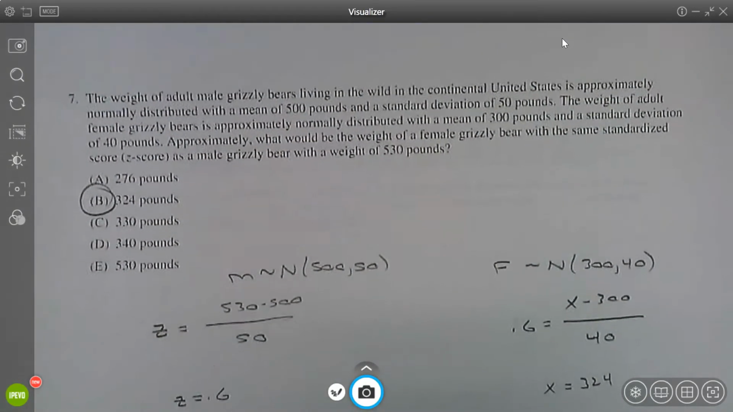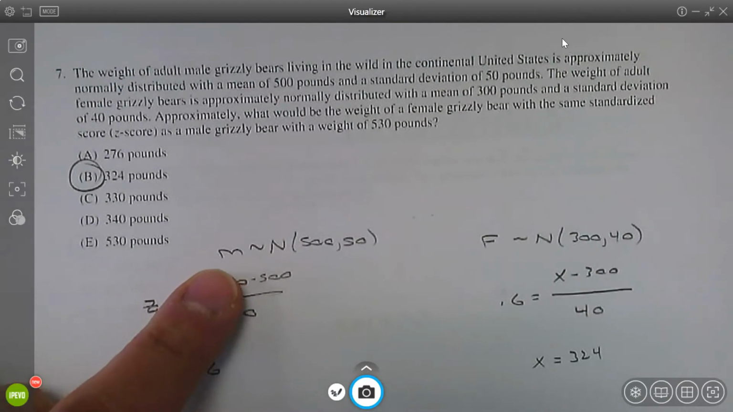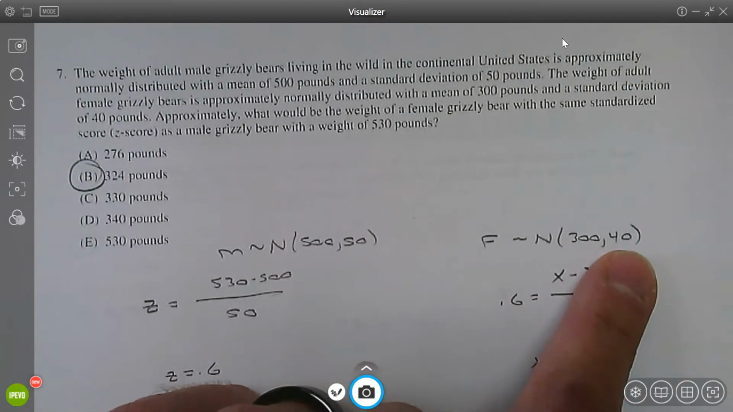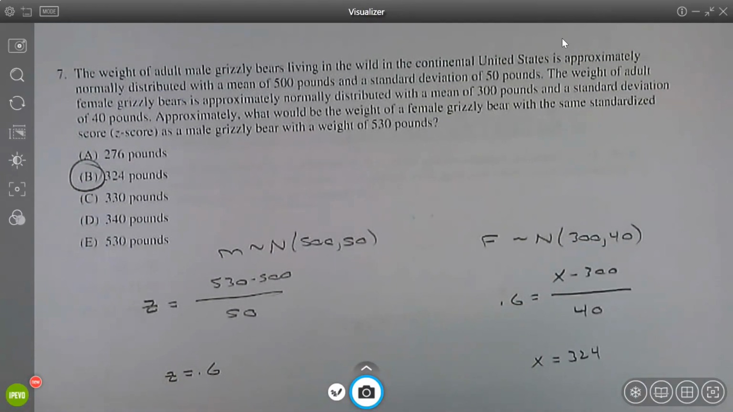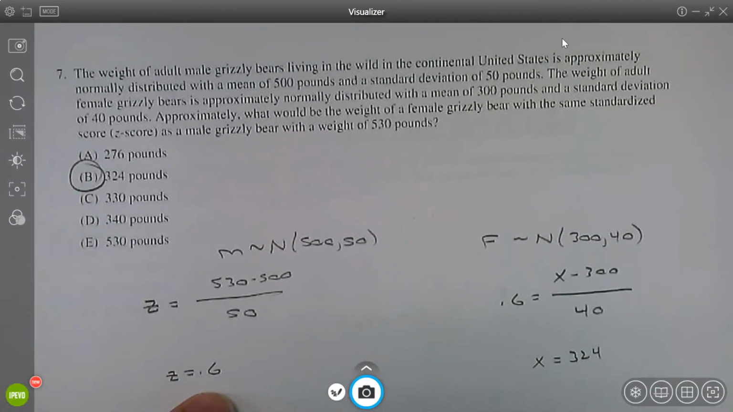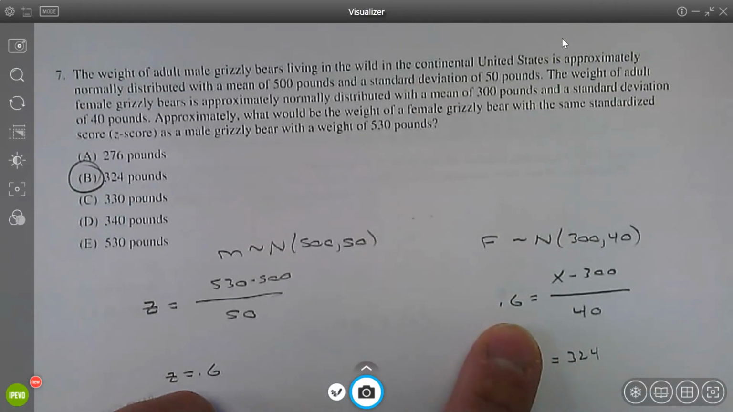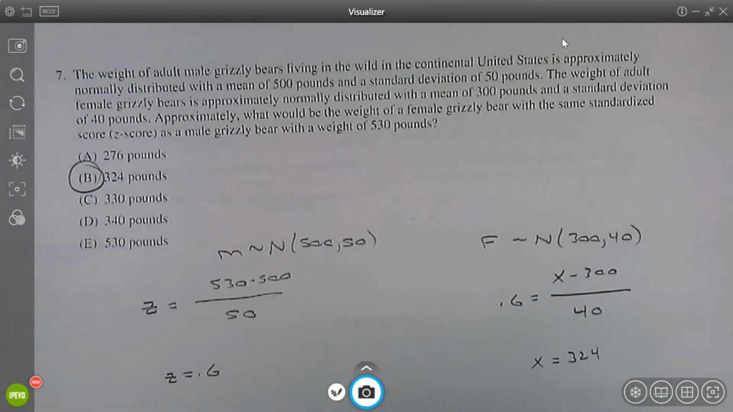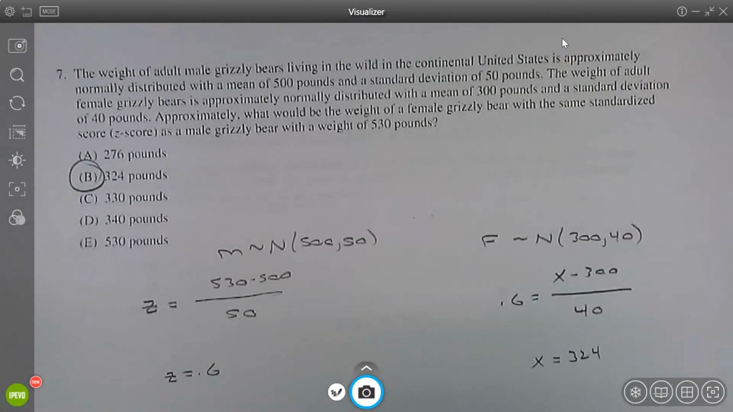Number 7 deals with z-scores. You have the male grizzlies who have a mean of 500 and a standard deviation of 50, and females 340. So they want to know the z-score for the male that weighs 530 pounds. That's 0.6, and they want to know with the same standardized score, what would the female's weight be? So I'm just going to take that z-score of 0.6, plug it into the female formula, and get 324.